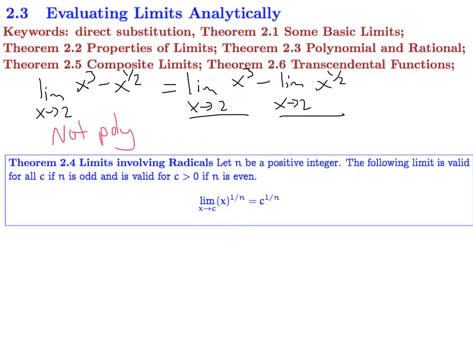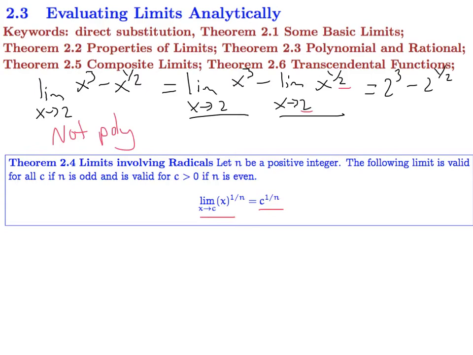We have theorem 2.4, which tells us limits involving radicals. So as long as n is a positive integer, which it is in this case, 2 is certainly a positive integer, the following limit is valid for all c if n is odd, and is valid for c greater than 0 if n is even. Well, in our case, this is going to work. We can just go ahead and substitute because our c is 2. So this means our limit will be 2 cubed minus the square root of 2. And we can do this because these limits work out fine. These functions are nice, they're called continuous, and they give answers.